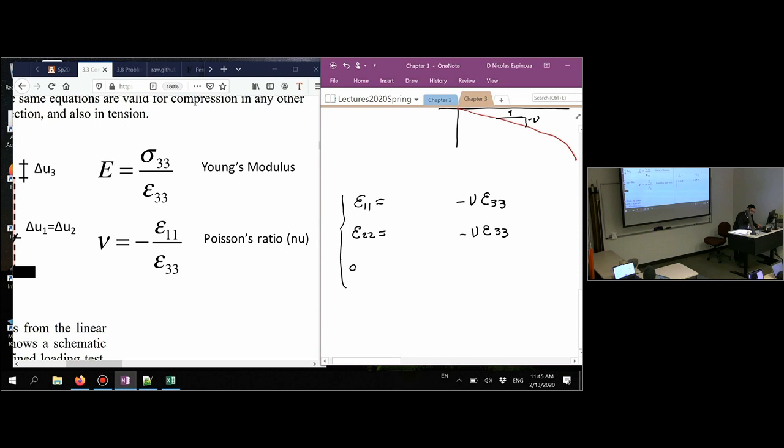And epsilon 3-3, we can see from the equation on the left, is going to be equal to sigma 3-3 divided by the Young modulus. That's if we apply a stress sigma 3-3. But let me change this a little bit. We know what epsilon 3-3 is. It's sigma 3-3 divided by the Young modulus, right? So I can replace epsilon 3-3 here, and it's the same with this one. It's just the same thing I had before, but now in terms of sigma 3-3.